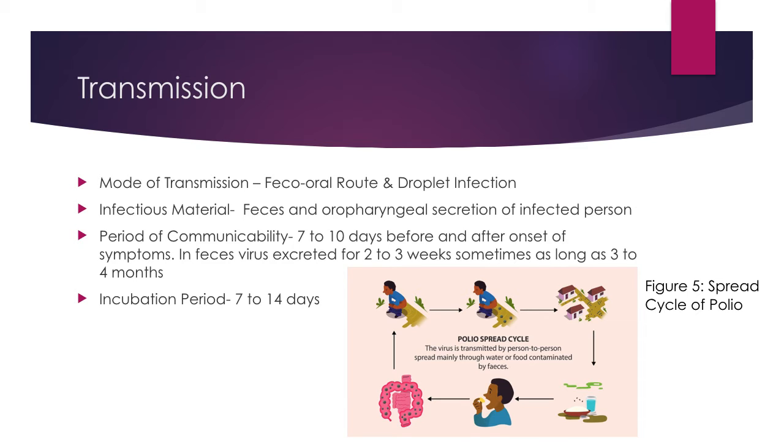The period of communicability is 7 to 10 days before and after onset of symptoms. In feces, the virus can last up to 2 to 3 weeks, sometimes even longer, such as 3 to 4 months. And then the incubation period is 7 to 14 days. And then you can see in this figure, it shows you the spread cycle of polio.